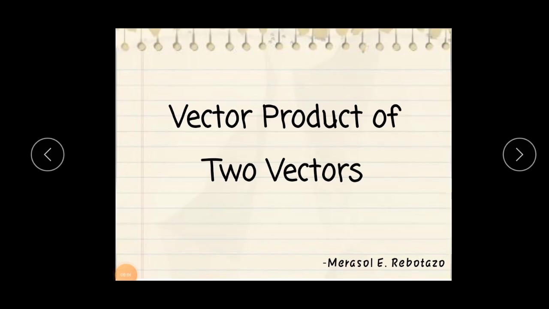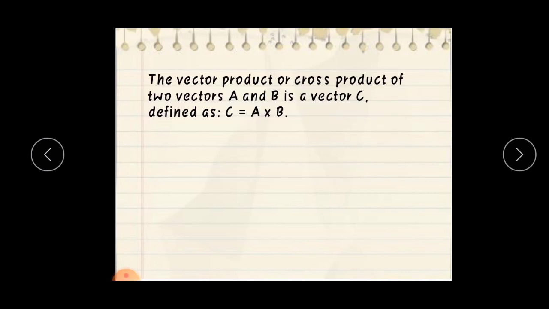Vector product of two vectors. The vector product, or cross product, of two vectors A and B is a vector C defined as C is equal to the vector product of A and B.